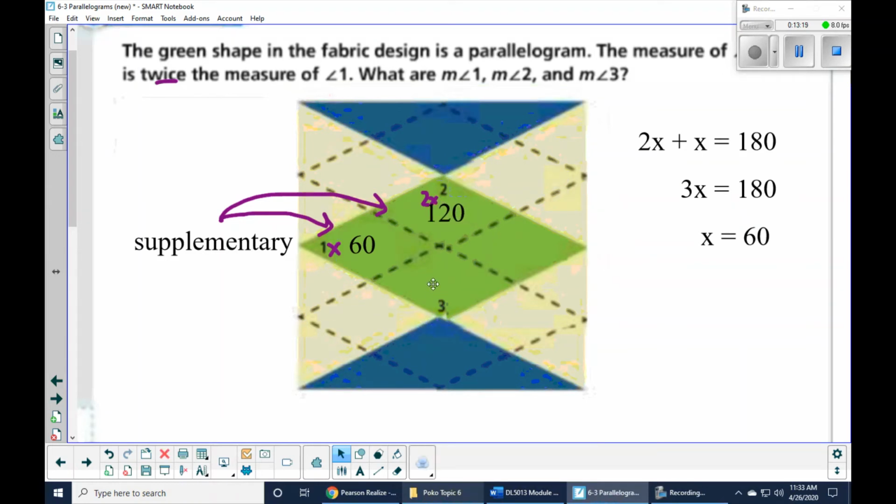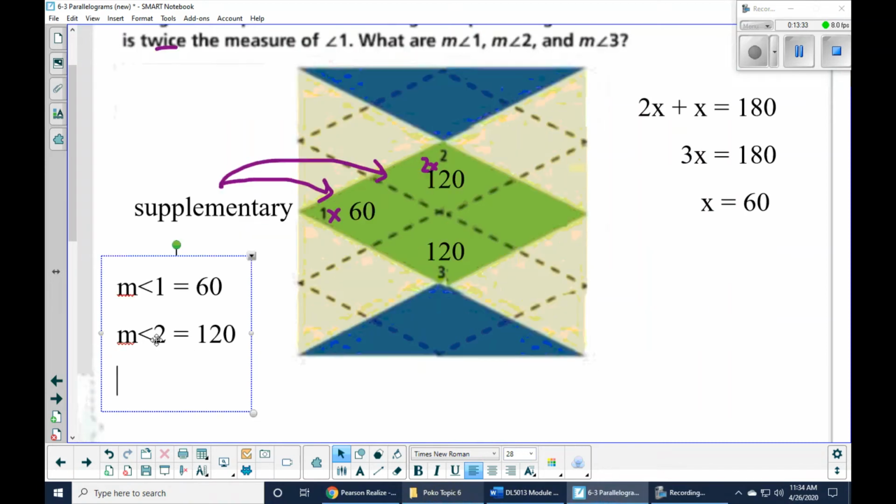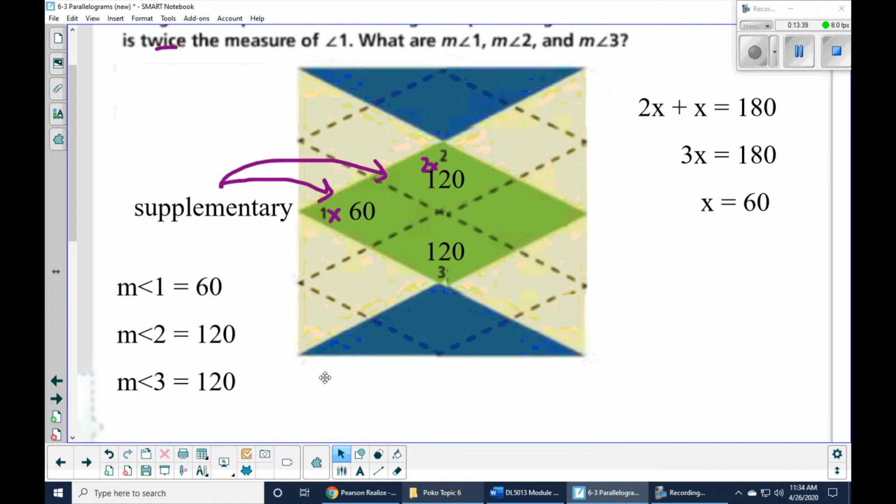So how many degrees would angle 3 be? Well, that would also be 120 because it's across from angle 2. So measure of angle 1 equals 60. The measure of angle 2 equals 120. And the measure of angle 3 equals 120. That's our final answer.